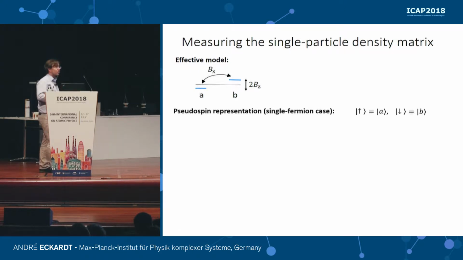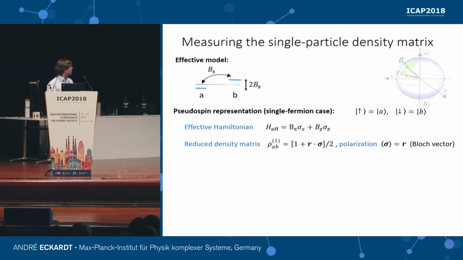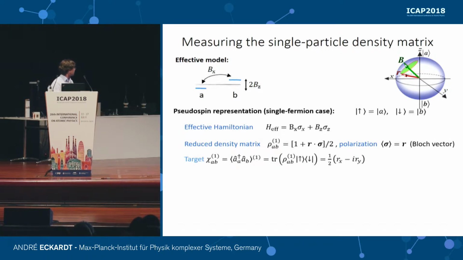Now let's first concentrate on the case where we have a single fermion. We will come to the other cases in a minute. Then you can find a pseudo-spin description of this system. Up and down correspond to the atom on site A and B. You have this effective Hamiltonian. The reduced density matrix, giving you the single particle density matrix, is of this form and characterized by some Bloch vector R, which corresponds to the polarization. If it is shorter than 1, which is generally the case, it's a mixed state. And the target now is the single particle density matrix, which depends on the x and the y component.